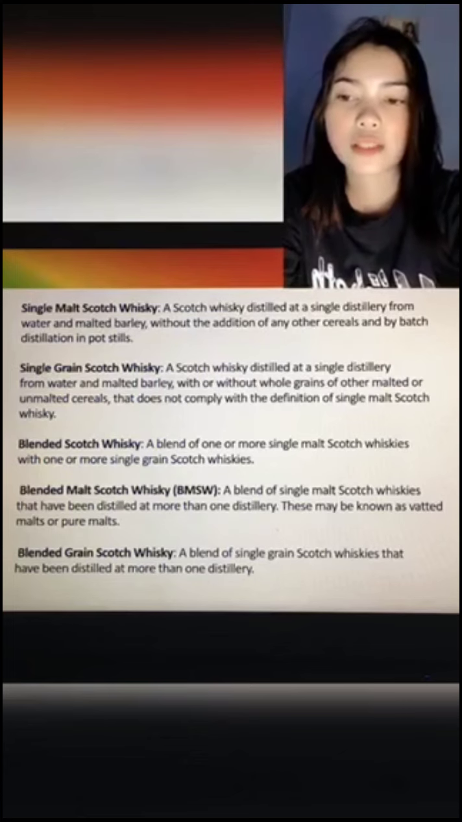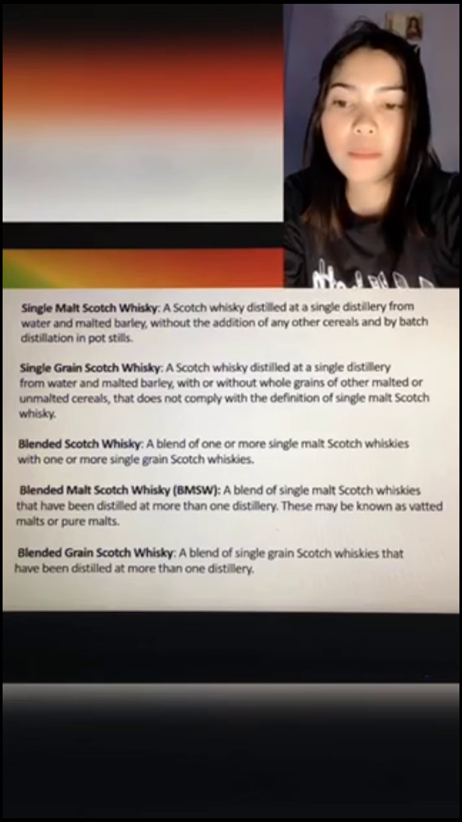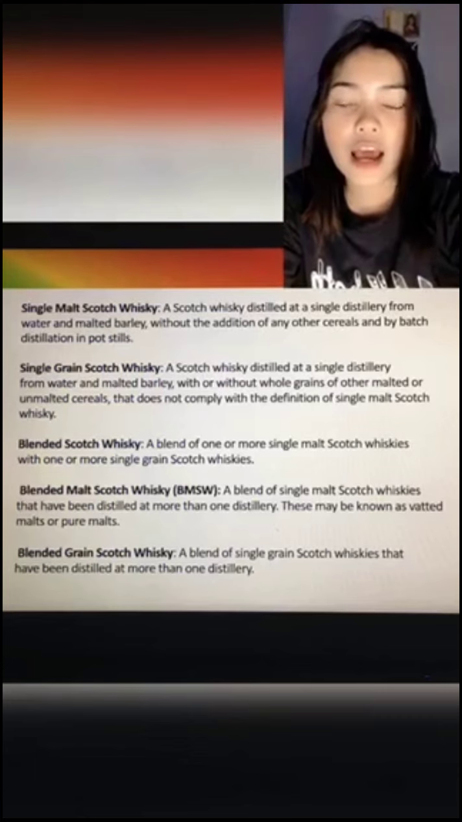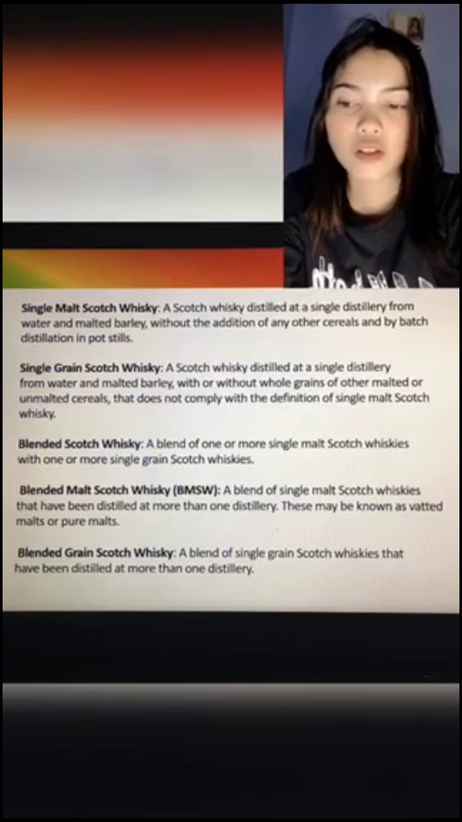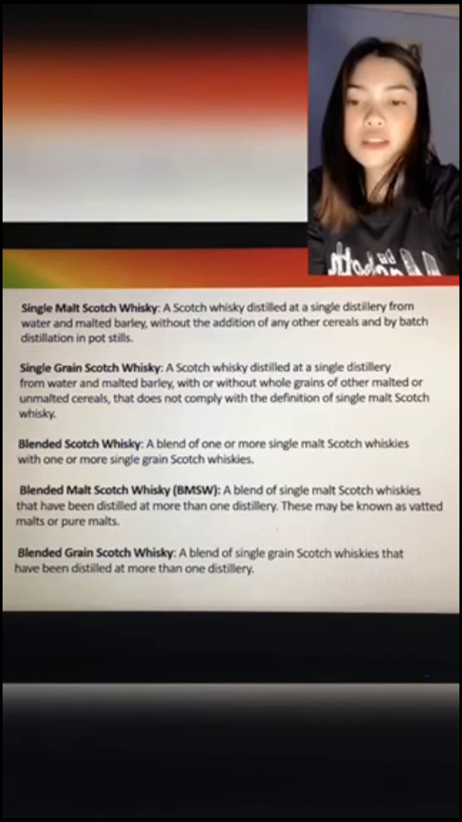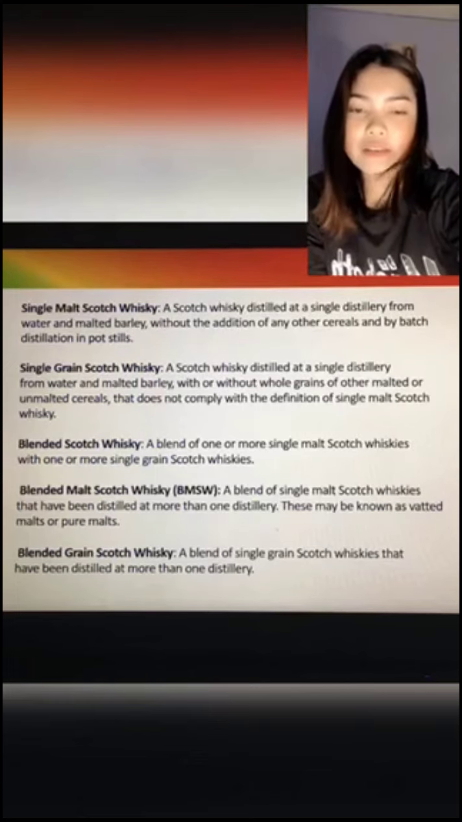Blended Scotch whiskey: a blend of one or more single malt Scotch whiskies with one or more single grain Scotch whiskies. Blended malt Scotch whiskey: a blend of single malt whiskies that have been distilled at more than one distillery. This may be known as vatted malts and pure malts. Blended grain Scotch whiskey: a blend of single grain Scotch whiskies that have been distilled at more than one distillery.